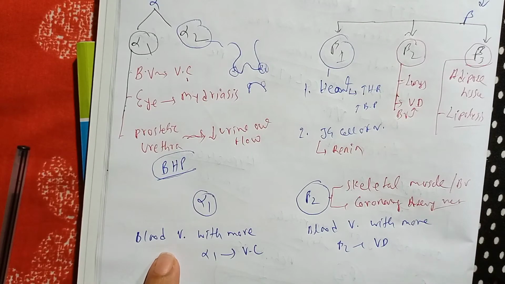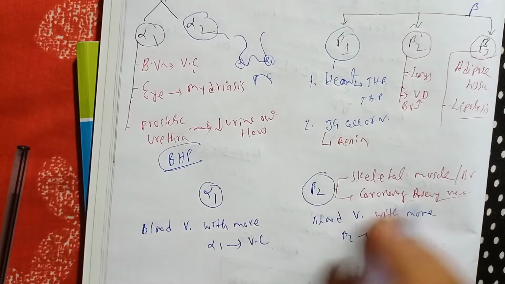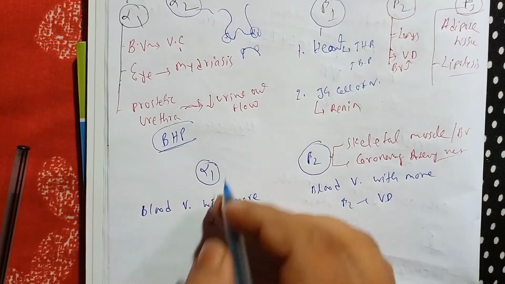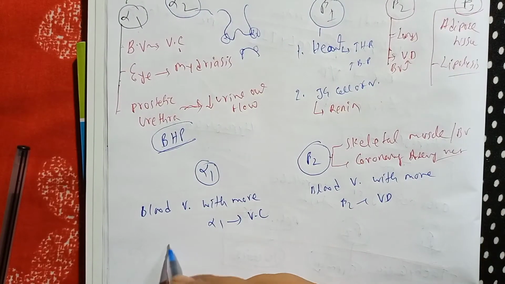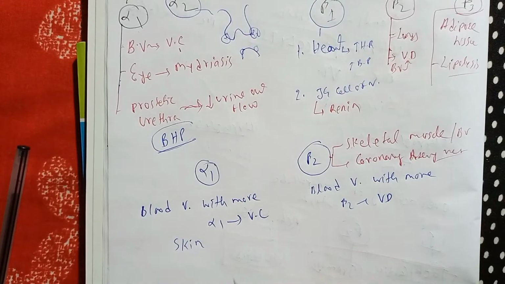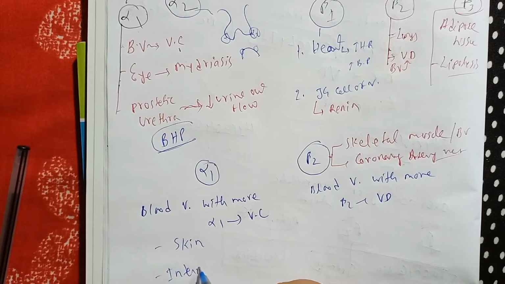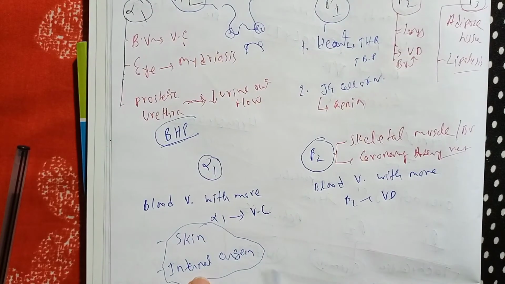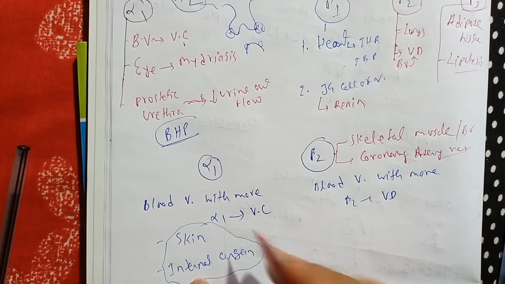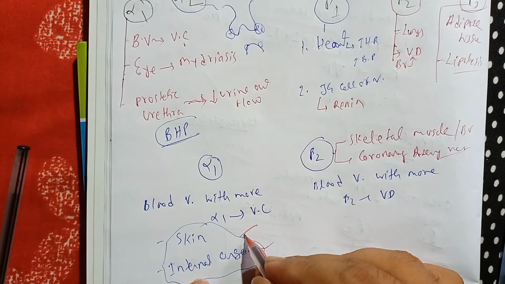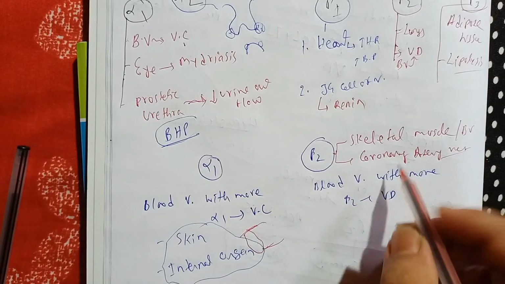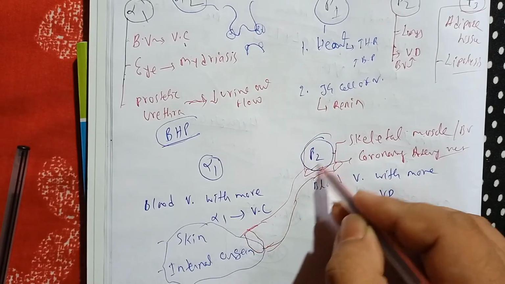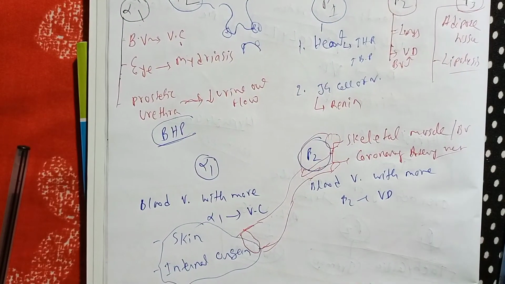Similarly, whenever there is sympathetic stimulation, I didn't mention it for the alpha receptors, but I have to mention it now: the blood vessels with more alpha 1 are present within the skin and of course within the internal organs. Whenever these are stimulated, there will be vasoconstriction, so the blood that is not used there will be delivered to the heart and the skeletal muscles to be utilized for emergency conditions.